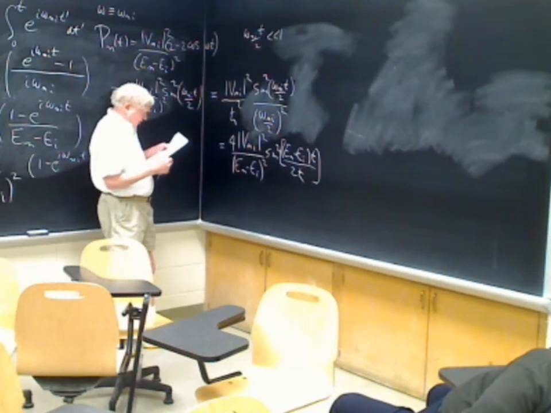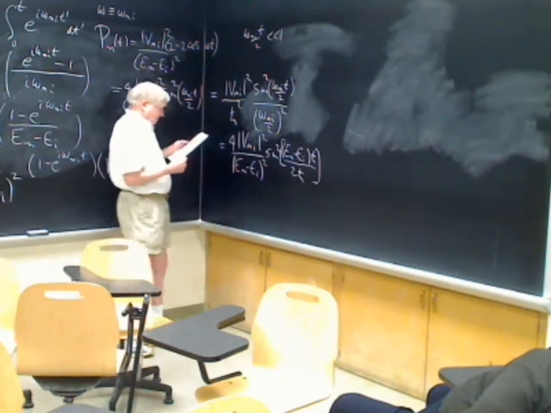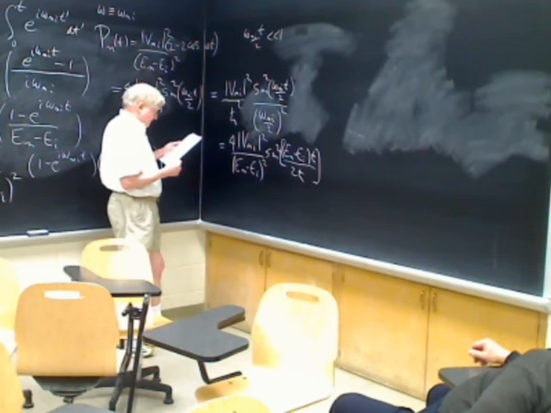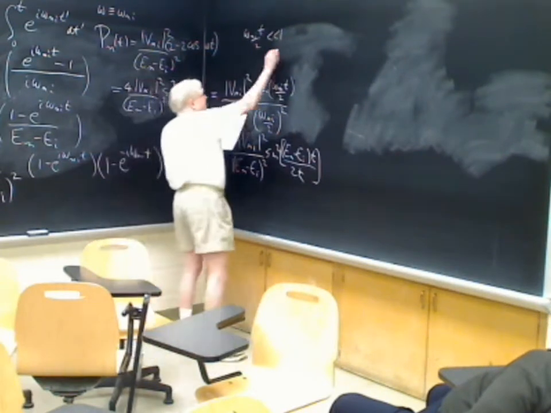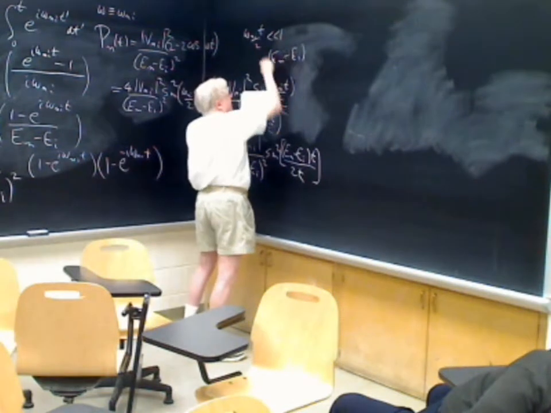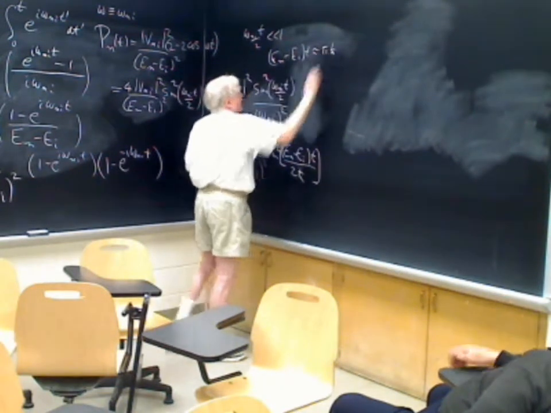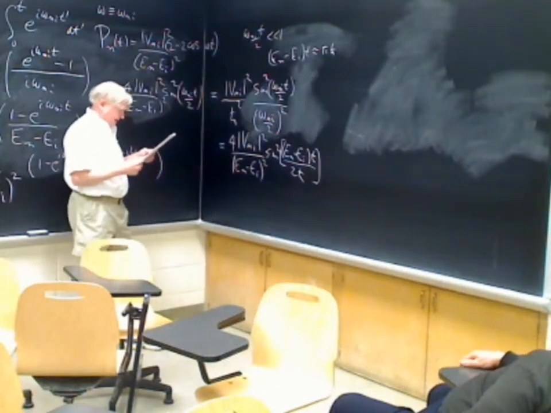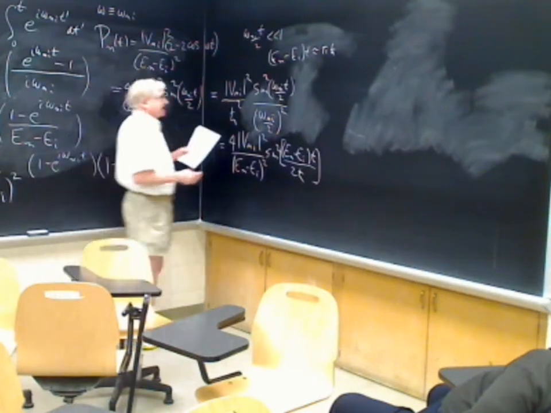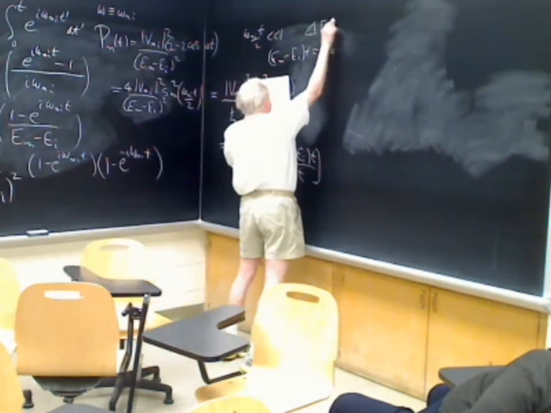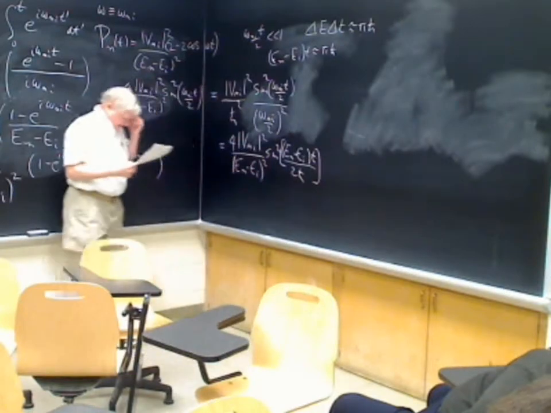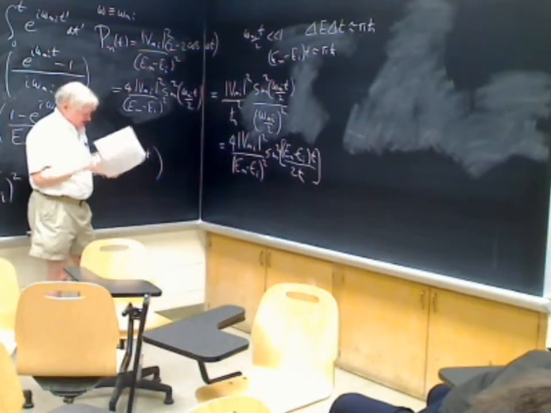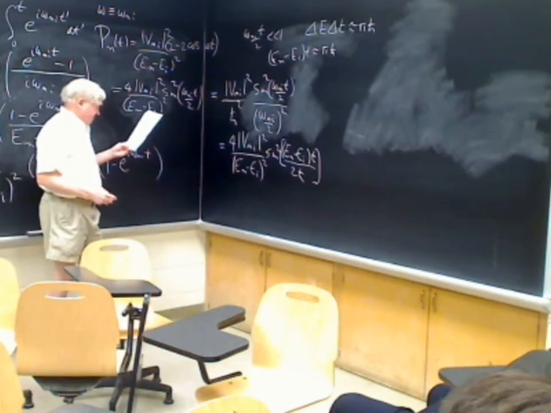But at slightly longer times, when omega_ni t over 2 gets around to be pi over 2 or so, then states with E_n minus E_i times t of the order of pi h-bar start to dominate. And we get a constant. Let me just write this down. This is what we get, something like this. This is the energy uncertainty relation.